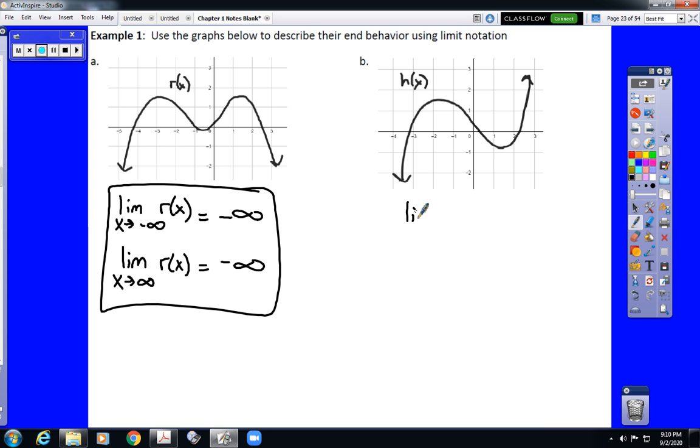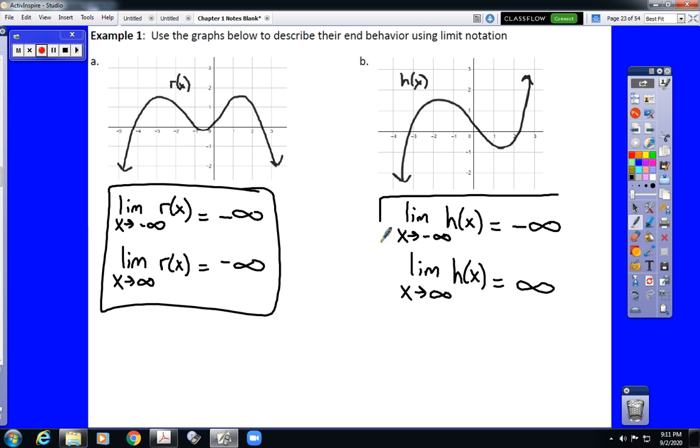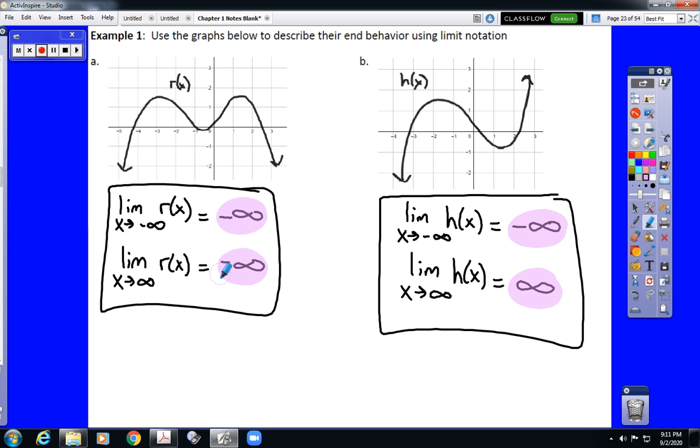On h of x, the limit as x approaches negative infinity of h of x. On the left end, as we move towards negative infinity, the function is going down to negative infinity. On the right end, the limit as x approaches positive infinity of h of x. As x increases, so does the function. The function also increases to positive infinity. And that should be how quick this goes. Now notice, once again, the only values that changed were what the function is doing at those ends, the left end and the right end.